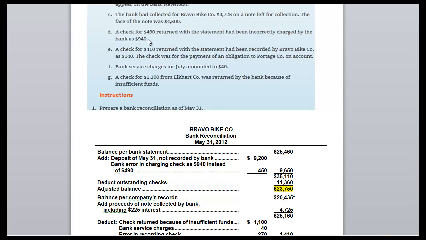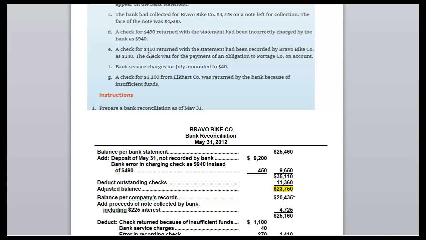The bank made it. Okay, so a check, we wrote the check for $490. They accidentally made it for $940. They took that much out of our account. We become aware of this by performing our bank reconciliation and say, hey guys, you guys made a mistake. It was a $450 mistake. You need to add that back to our balance, right? Okay, so let's take a look here.